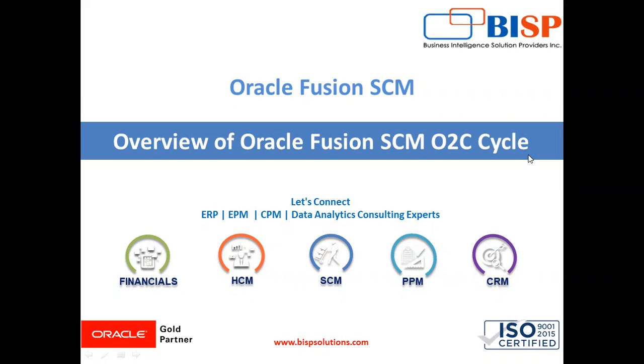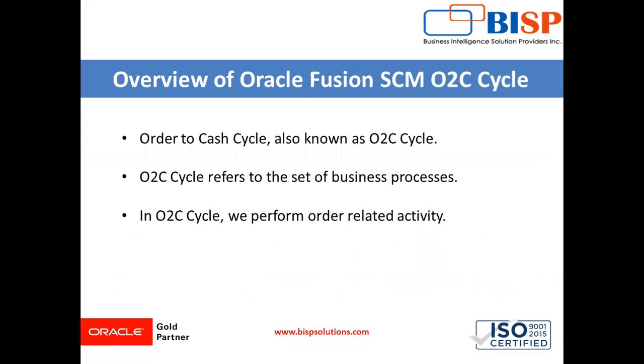So in the last session, we covered an overview of the procure to pay cycle. Now in this session, we are going to look at an overview of the order to cash cycle. So let's start. First is the order to cash cycle, also known as the O2C cycle. The O2C cycle is nothing but a mirror image of the procure to pay cycle.